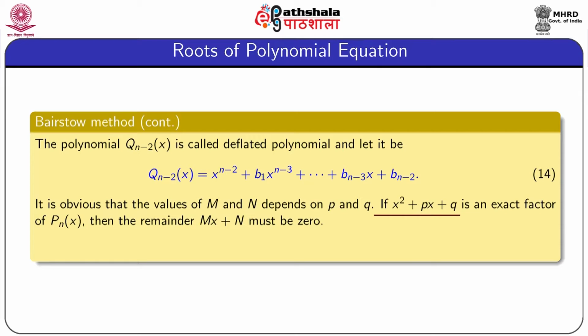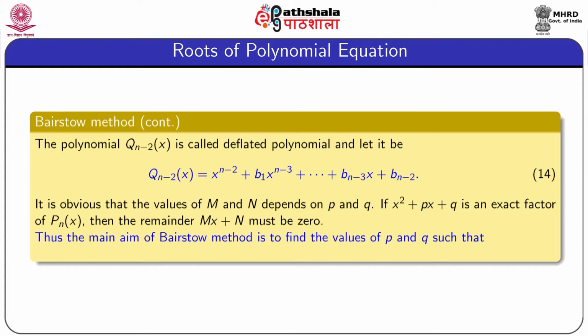If the quadratic factor is an exact factor of the polynomial Pn(x), then obviously the remainder term mx plus n equals 0, that means m equals 0 and n equals 0. If the quadratic factor is not an exact factor of Pn(x), then m and n are non-zero, but they are small quantities. Thus the main aim of this method is to find the values of p and q such that the value of m at (p, q) equals 0 and the value of n at (p, q) equals 0.